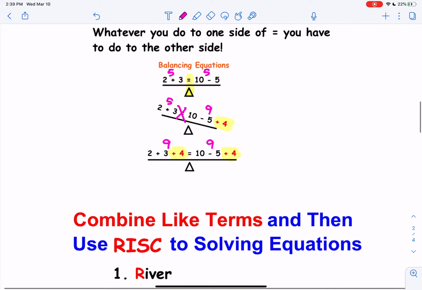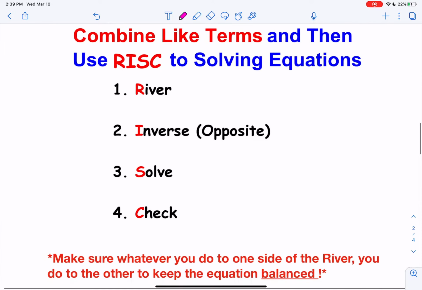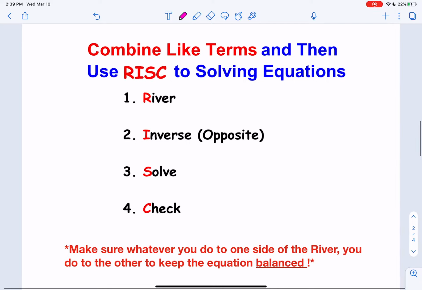Okay, so how are we going to solve equations? Well, we're going to use something called the RISC method, okay? RISC. R stands for the river, I for inverse, which means opposite, and S is solve, C is check. Okay, this is the method we're going to be using.